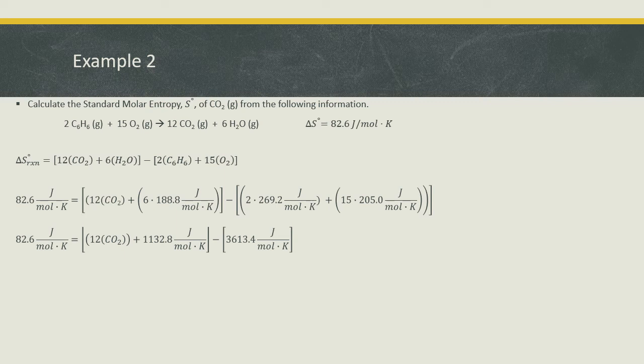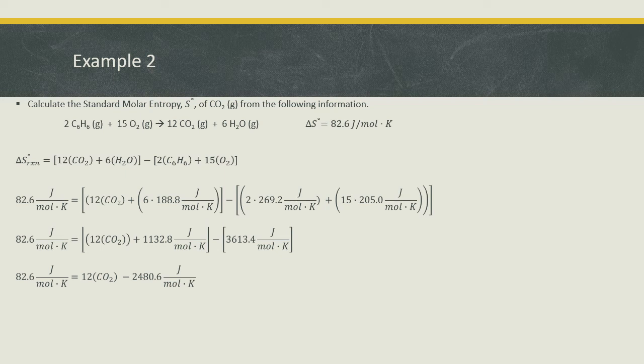The next part would be to simplify the right side even further. So we've got the 1132.8 minus 3613.4. So we can go ahead and subtract those two terms. So we've got our 12 carbon dioxide on the right minus 2480.6. That's those two terms simplified.